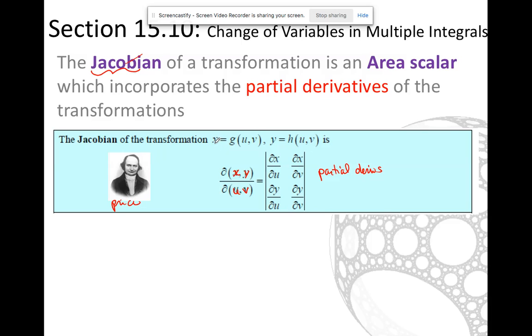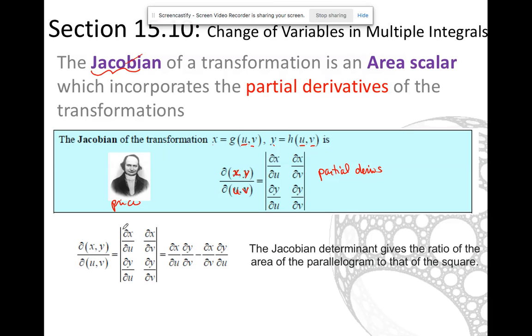As a result, an x equation in terms of u and v, and a y equation in terms of u and v. And of course, determinant work, remember, is the product of the main diagonal minus the product of the minor diagonal.